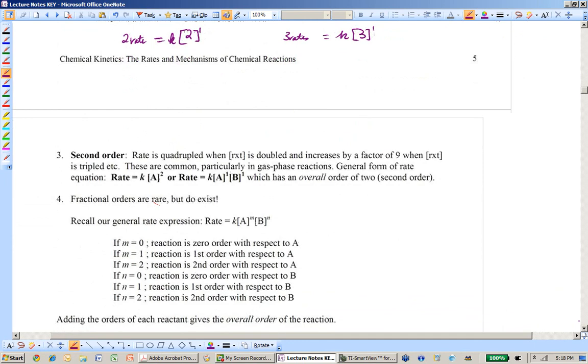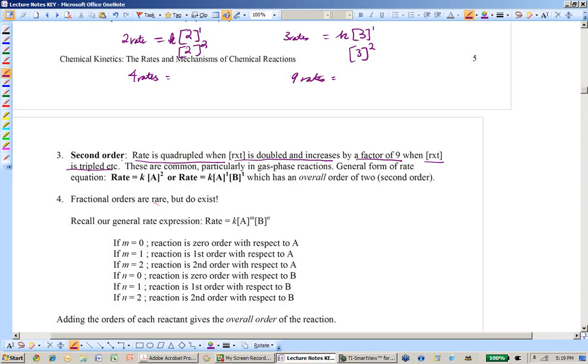And then second order is exactly what you would think. If I stick with this 2 up here, that means that's going to be squared. If I stick with that 3, that means that's going to be squared. So wouldn't that be 4 rates? And wouldn't that be 9 rates mathematically? So if the rate is quadrupled when the reactant concentration is doubled, or increases by a factor of 9 when the reactant concentration is tripled, then it is second order. So they're common, particularly in gas phase reactions, to be on the lookout for them.